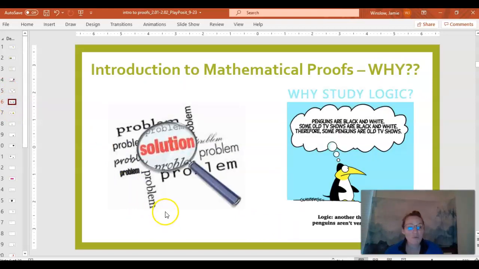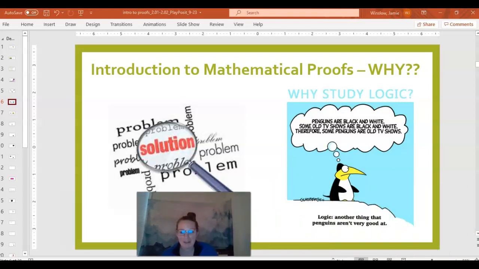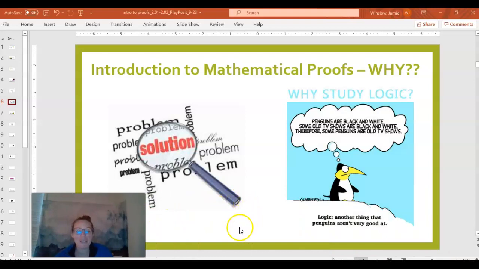Okay, so proofs and logic. Check out this cartoon. I'm going to move my face. Hopefully that doesn't block your viewing of this cartoon. Penguins are black and white. That's true most of the time. Some old TV shows are black and white. Also true. Therefore, based on logic and facts, we're going to say some penguins are old TV shows.